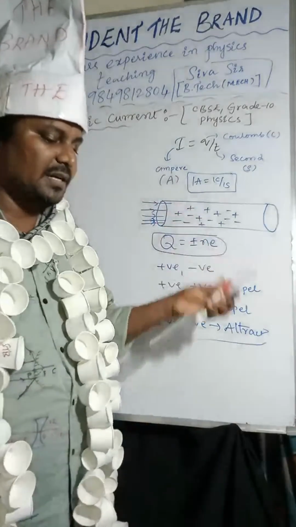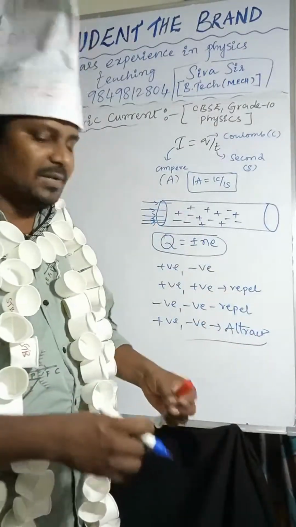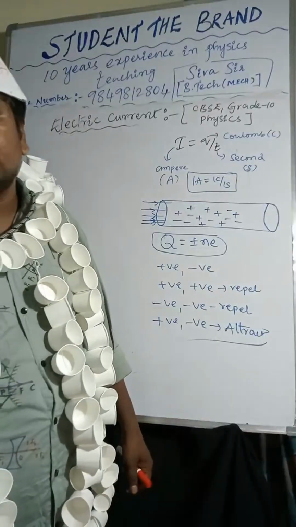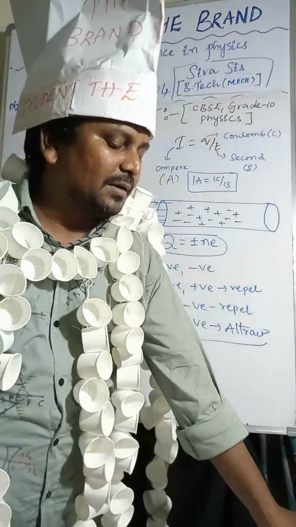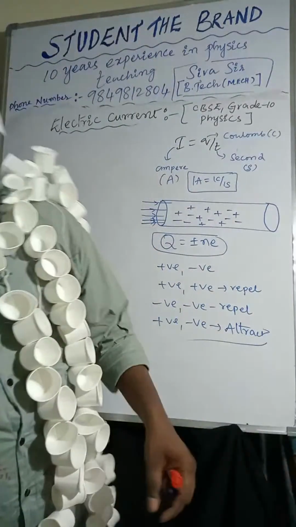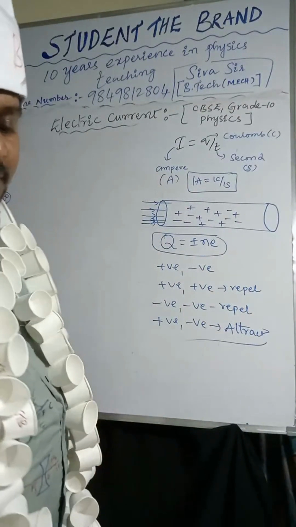You have to understand one thing: two dissimilar charges will attract, two similar charges will repel. I hope it is very clear to you all.